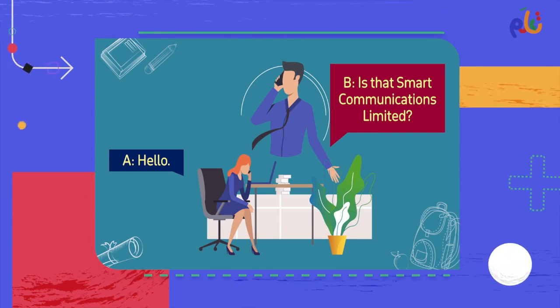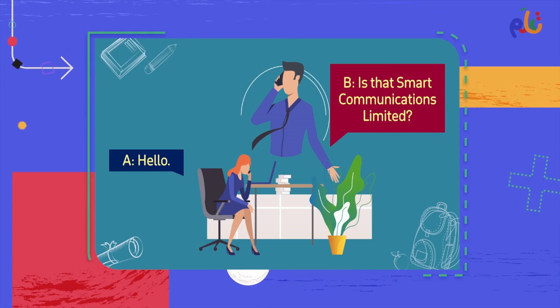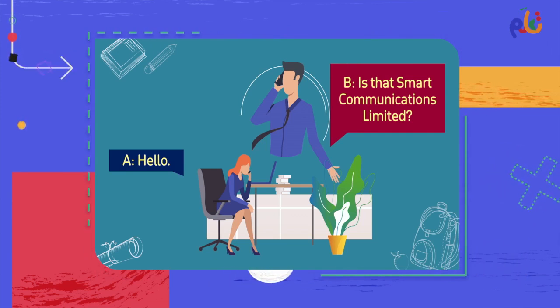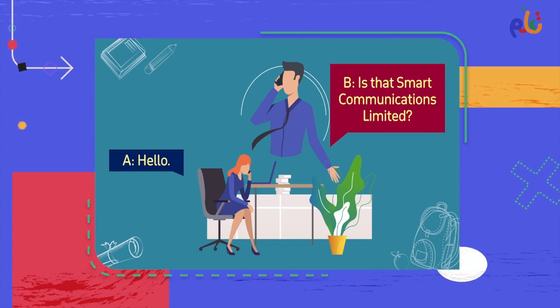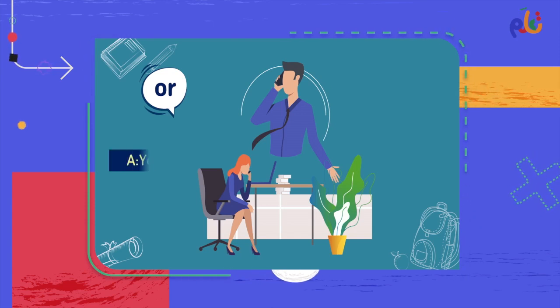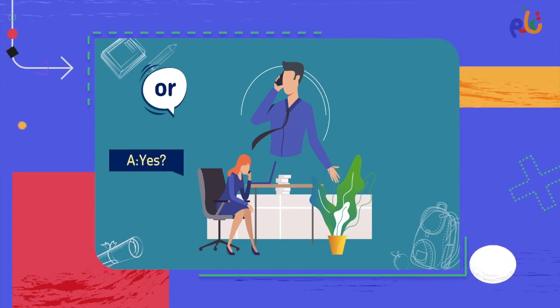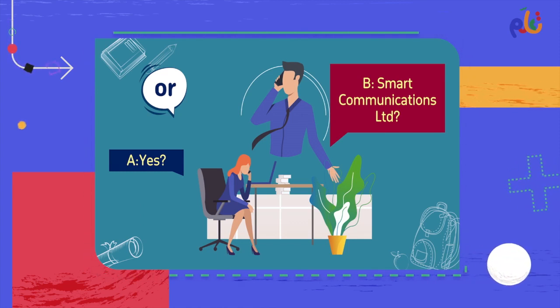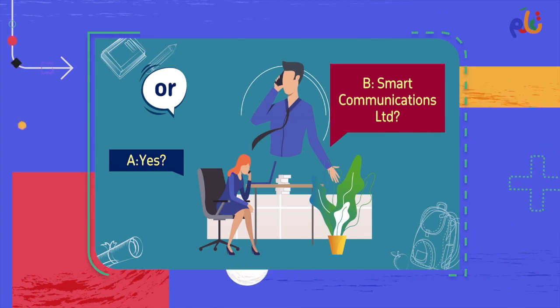So here we have the conversation. She answered the phone and she said, hello. And he said, is that Smart Communications Limited? This is the first way. And we have a different way of saying it. She's answering the phone saying, yes. And he said, Smart Communications Limited. Which one do you think is better?